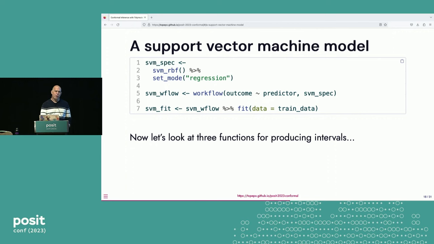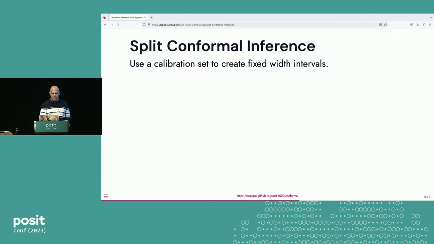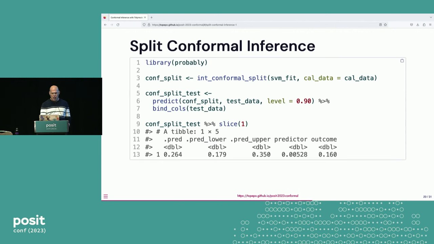All right, so there are three different conformal methods I'll go through really quickly. The first one is called split conformal inference, and you've already seen it. Basically, you take a model, fit it to your training set, predict your calibration set, compute the residuals, and go on your merry way. So it's pretty simple. In Tidymodels, you load that with the probably package. The functions we're going to show start with int_conformal. The last bit here is the method.